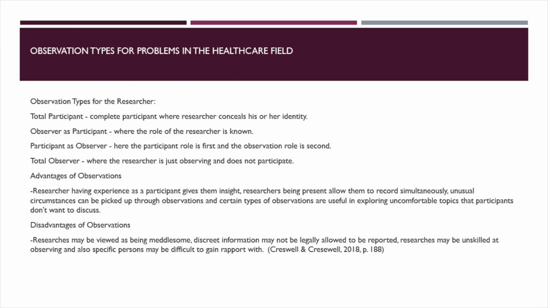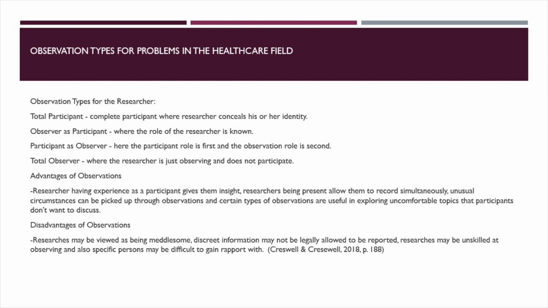Observation types for problems in the healthcare field. The types of methods researchers use to conduct observations are as a complete participant, where the researcher conceals his or her identity, observer as participant, where the role of the researcher is known, participant as observer, where the participant role is first and the observation role is second, and lastly, complete observer, where the researcher is just observing and does not participate. Advantages to each type of observation include the researcher having experience as a participant gives them insight.